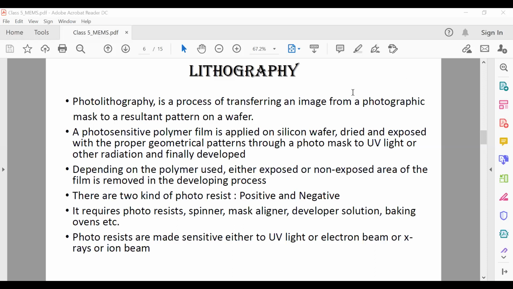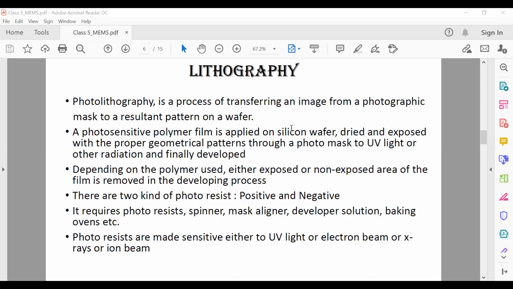In the photolithography process, a photosensitive polymer film is applied on the silicon wafer. Now this photosensitive polymer film is known as photoresist, as all of you have seen in the last video. So this film is dried and then it is exposed with the proper geometrical patterns through a photo mask to UV light or other radiation, and finally it is developed.